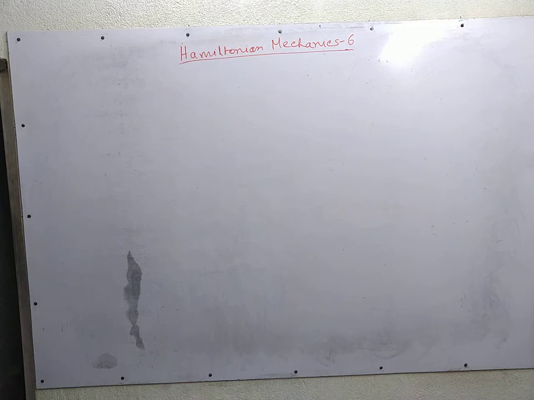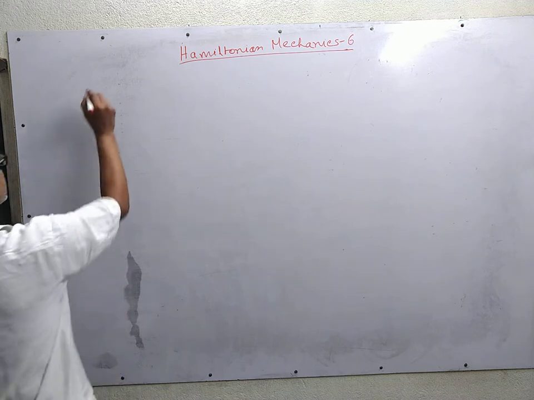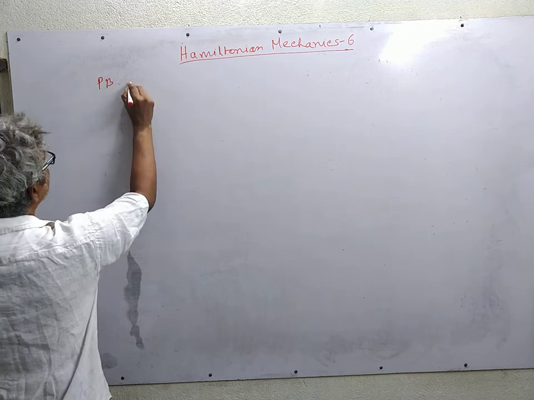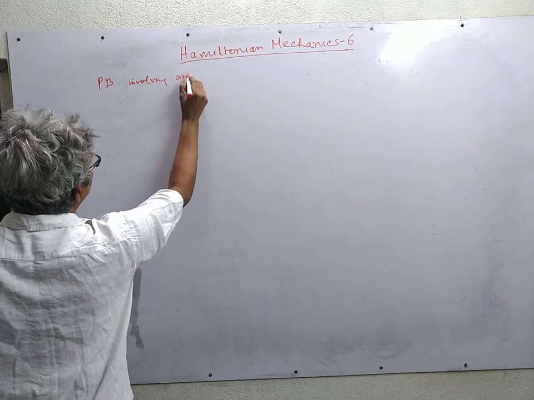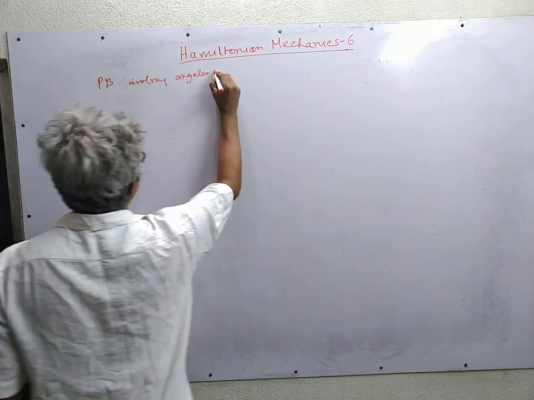Finally, we discussed the equation of motion of a variable and the condition in which a dynamical variable becomes a constant of motion. Today we shall discuss the Poisson bracket involving angular momentum. So today our topic of discussion is Poisson bracket involving angular momentum.